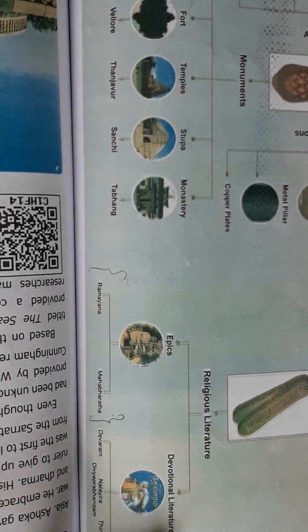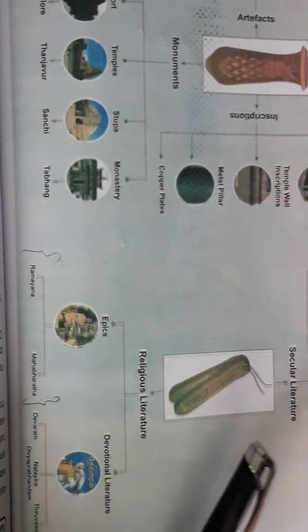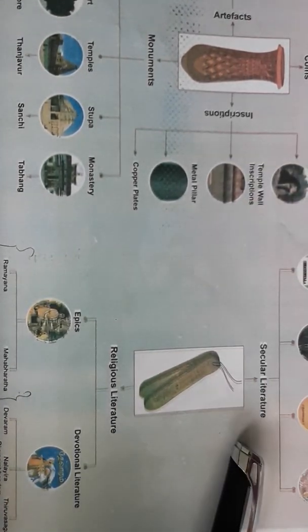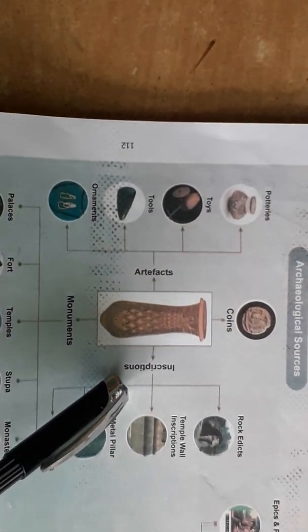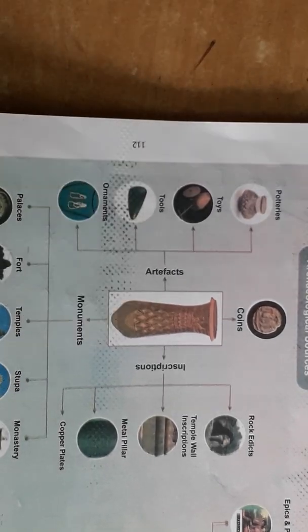What are the devotional literature? Devaram, Nalayira Divya Prabandham, Tiruvasagam are the devotional literature. Literary sources consist of two: secular literature and religious literature. Archaeological sources consist of four: coins, inscriptions, monuments and artifacts. Okay, dears.